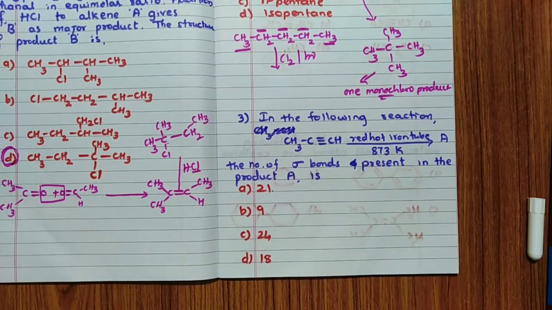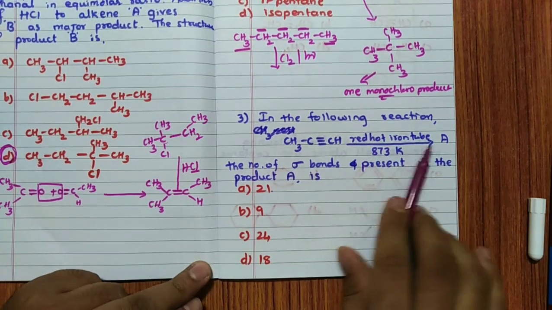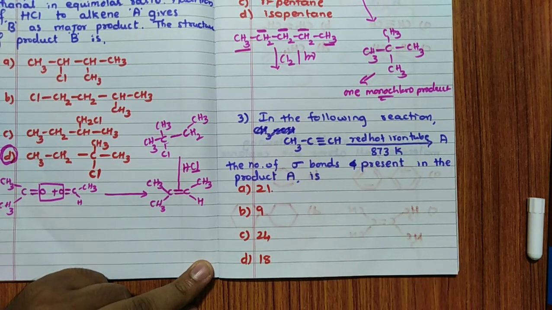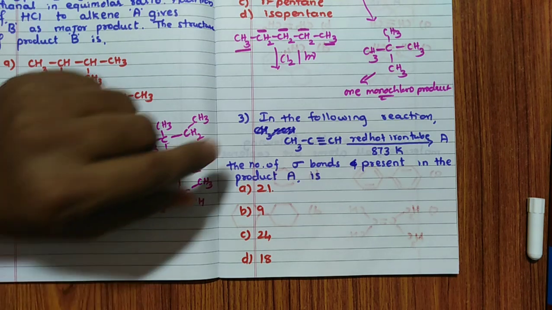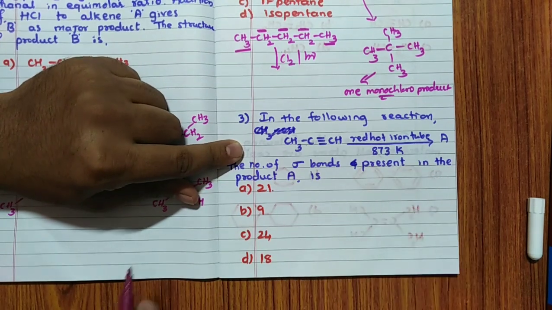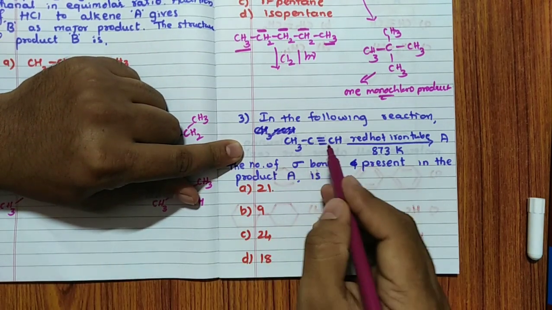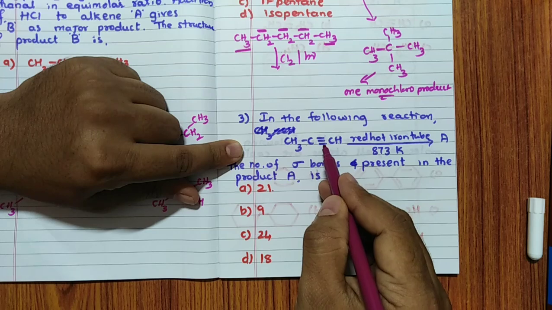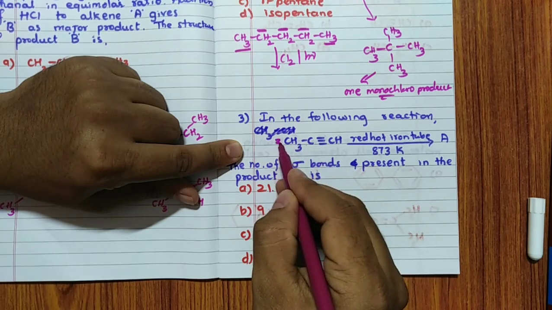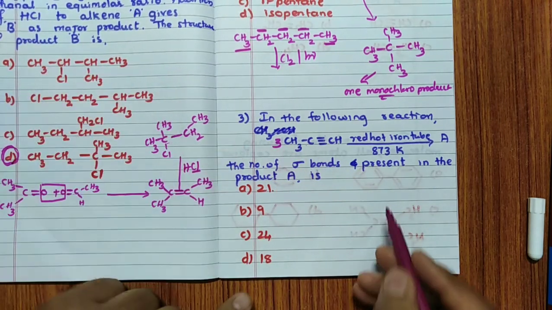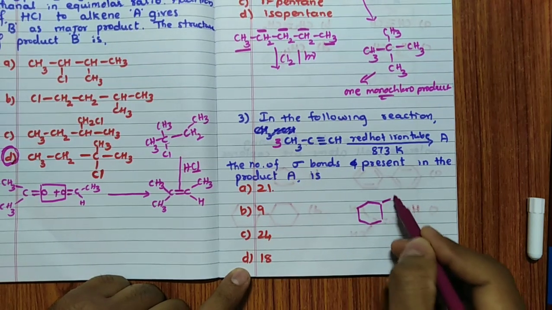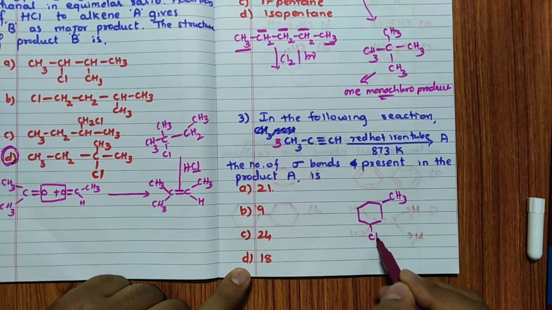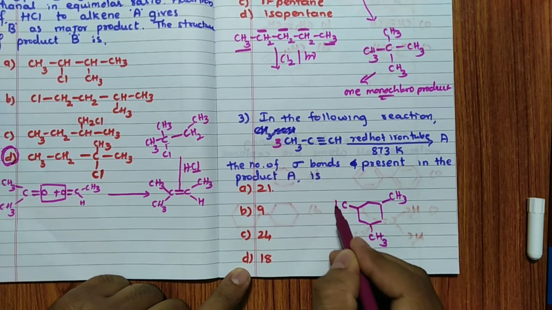Then in the following reaction, red hot iron tube. Remember what you have to remember, red hot iron tube means, so recall your memory, this is going to give rise to aromatization reaction, cyclic polymerization reaction. So this will give rise to the product A. Means what happens here, this triple bond becomes double bond, so that 3 moles of this are going to add. So the product you are going to get, I will tell you like this. Remember, this is CH3 here, this is CH3 here, and this is CH3 here.